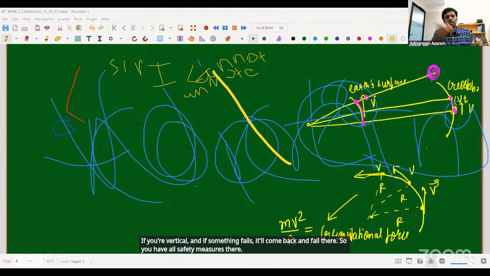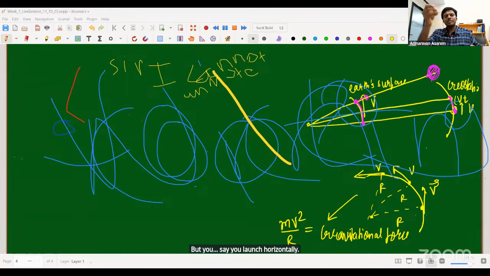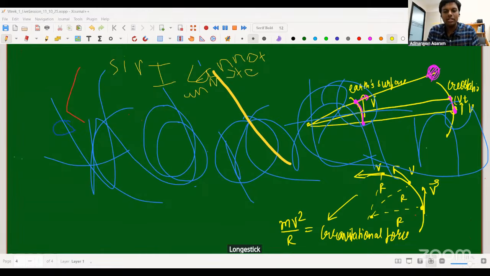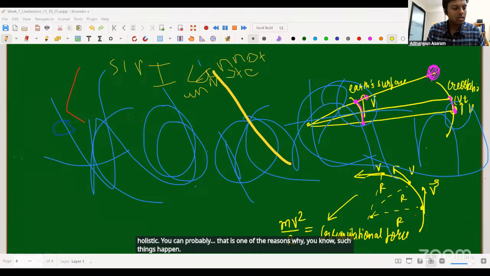But say you launch horizontally, and then after some time it fails. Now it is going to fall off somewhere. You don't want some nearby area to get affected because of a mistake. That is one of the reasons why such things happen. I hope that was clear.